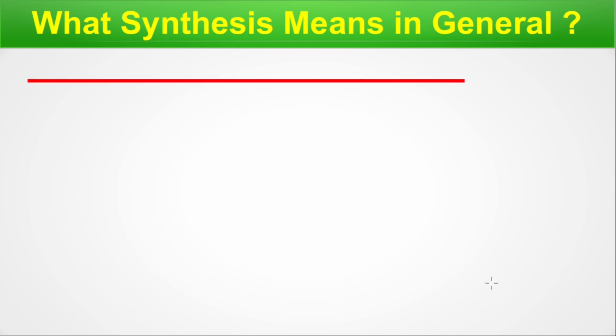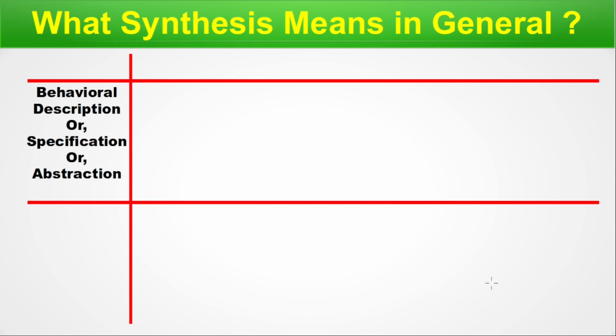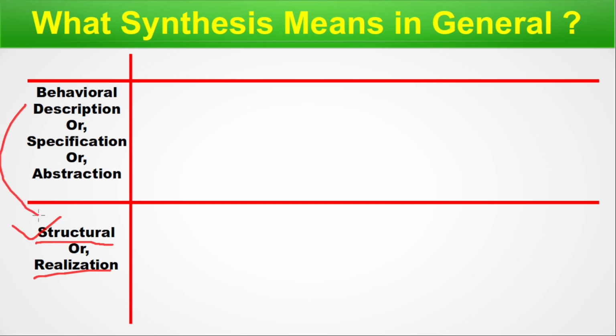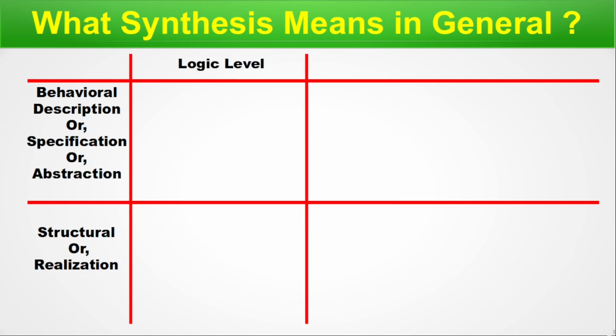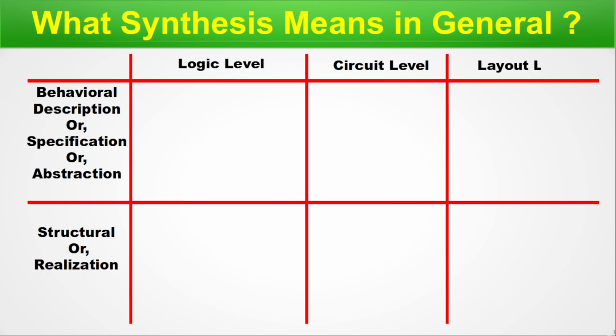So here we have a table to explain what synthesis means in VLSI. In the first row, we have the behavioral description. That means you write in terms of HDL, design specification or abstraction. And in the second row, we have structural or realization. That means we have a structural form of the behavioral description, or the circuit realization. Now, let us see what will be in the columns. The first column is the logic level. That means what we mean by synthesis at the logic level. Next, we talk about what we mean by synthesis at the circuit level. And in the final column, we have the layout, that means what is meant at the layout level.